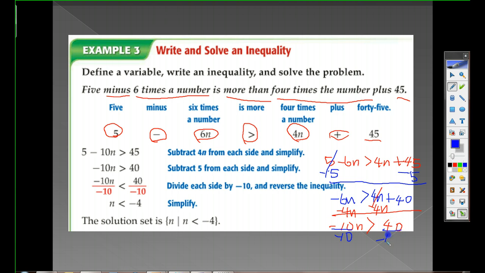And there's my red flag, negative. So when you divide by a negative number, the sign is going to be flipped. And you have 40 divided by negative 10, which is negative 4. So you have n is less than negative 4.